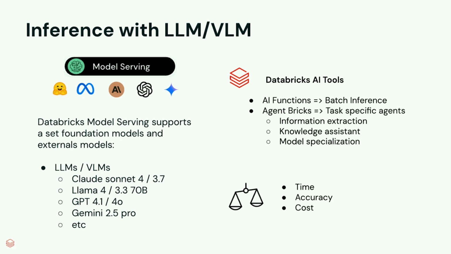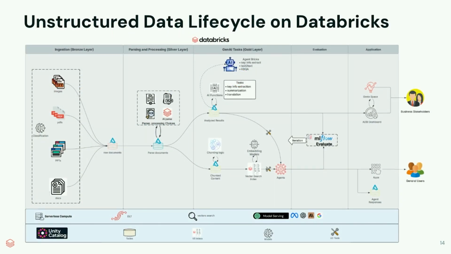You have seen the vertical view. Now I'm going to turn 90 degrees and show a horizontal view. So this is an end-to-end view of the unstructured data lifecycle on Databricks.